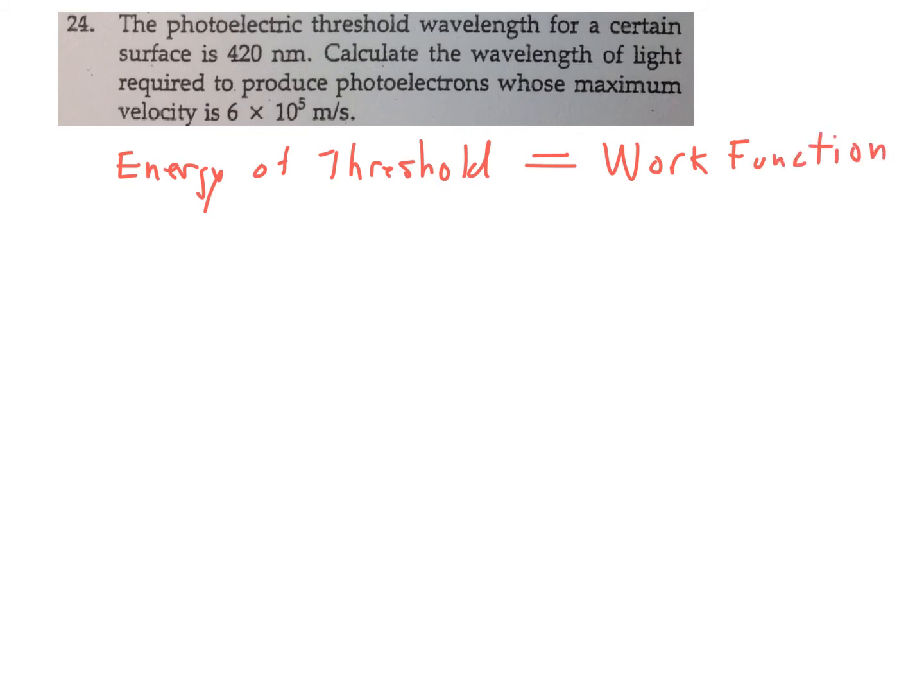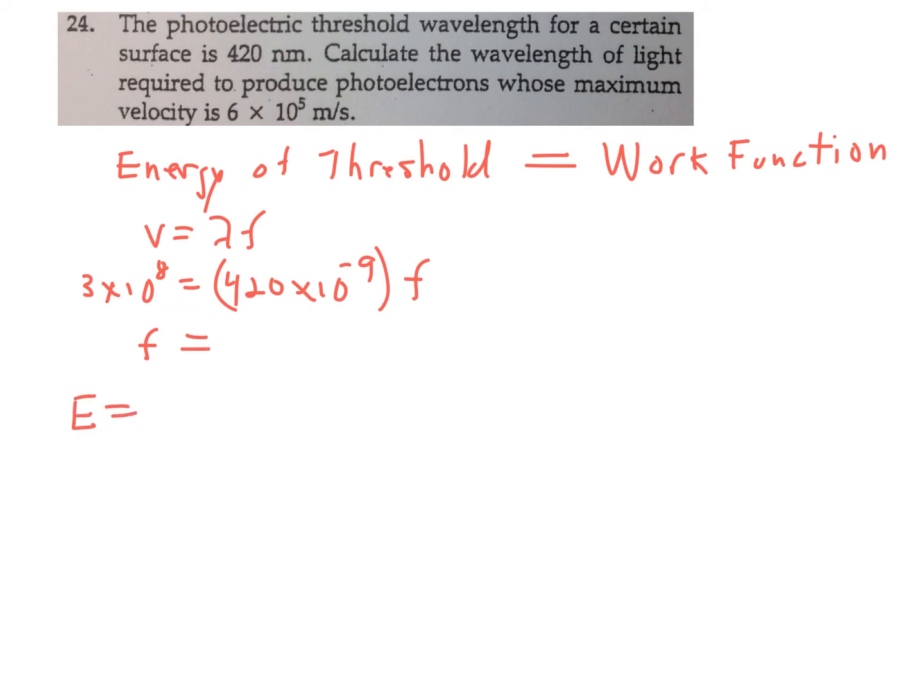All right, so like the last problem, we can figure out the energy of these particular photons. We use v equals lambda f, just like we did in many of the previous problems. 3 times 10 to the 8th equals 420 times 10 to the negative 9th times the frequency. So we get the frequency of these threshold photons. And then we find the energy of these threshold photons using E equals hf once again. Take your answer from part 1 here, plug it in for f, and you get the energy of these threshold photons.